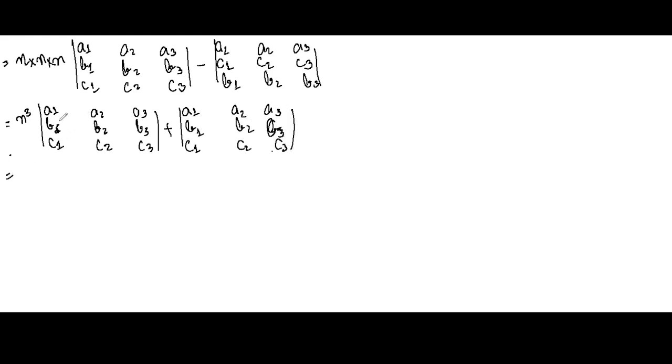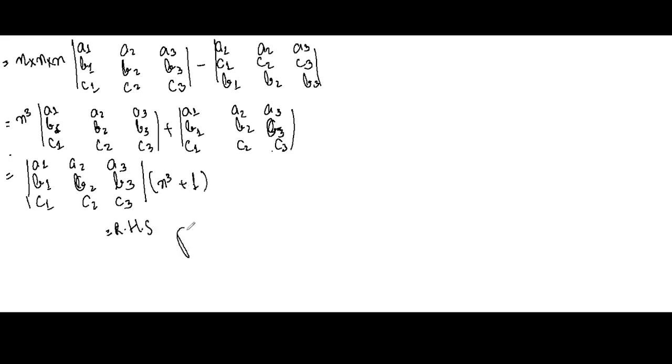It is equal to, now let's take this determinant matrix as common over here. So a1, a2, a3, b1, b2, and b3, c1, c2, and c3. And then we have n cube plus 1, which is our right hand side, hence proved.